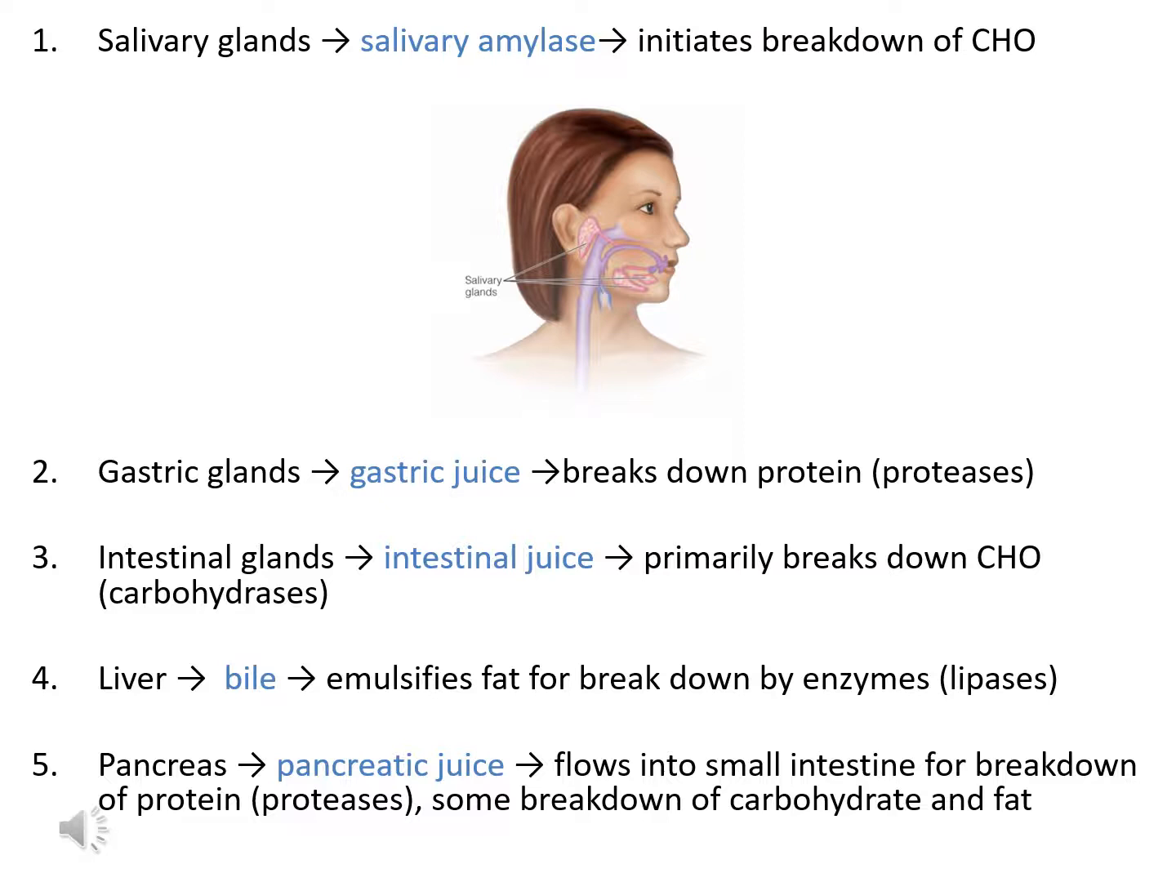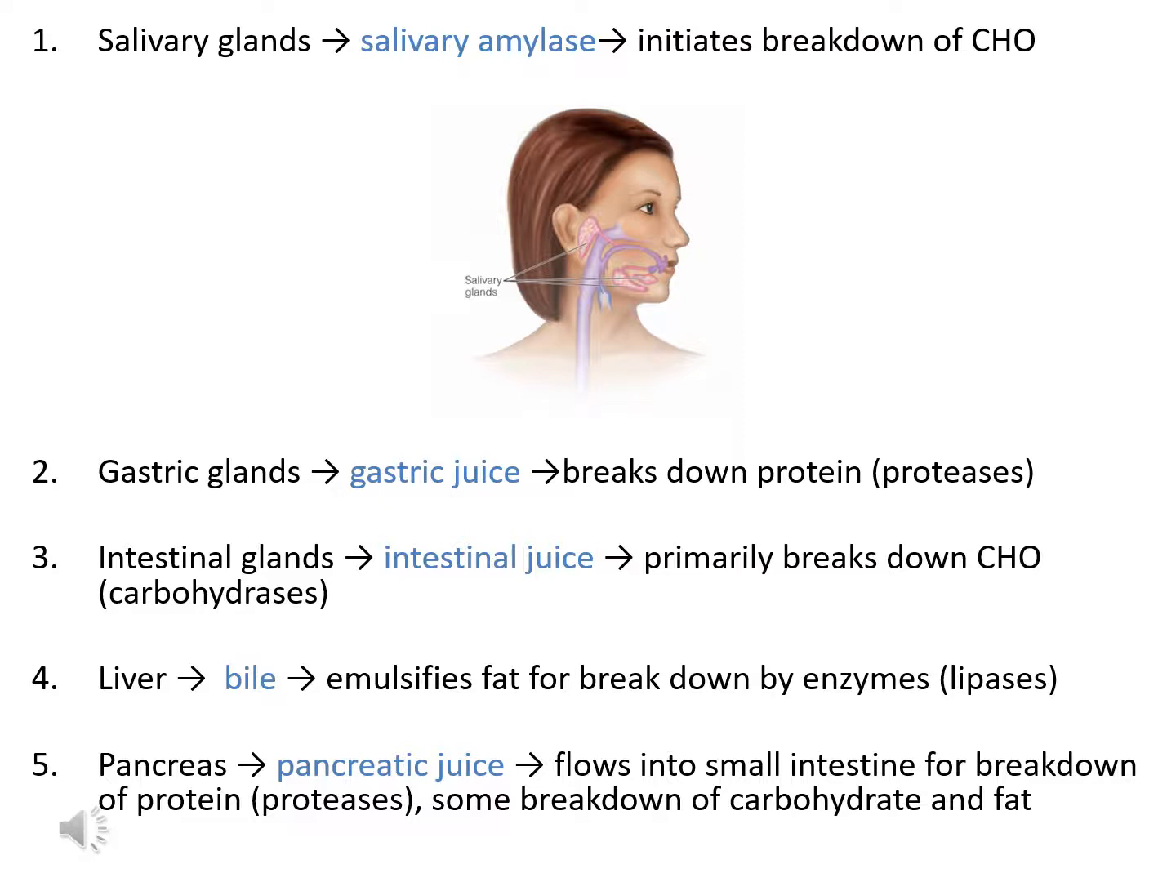Contained within this gastric juice, there are specific enzymes which are known as proteases, and proteases are necessary to break down protein. Then we have our intestinal glands, and they contain secretion which is known as intestinal juice. This intestinal juice contains specifically enzymes which are known as carbohydrases, and these are responsible for breaking down carbohydrate.